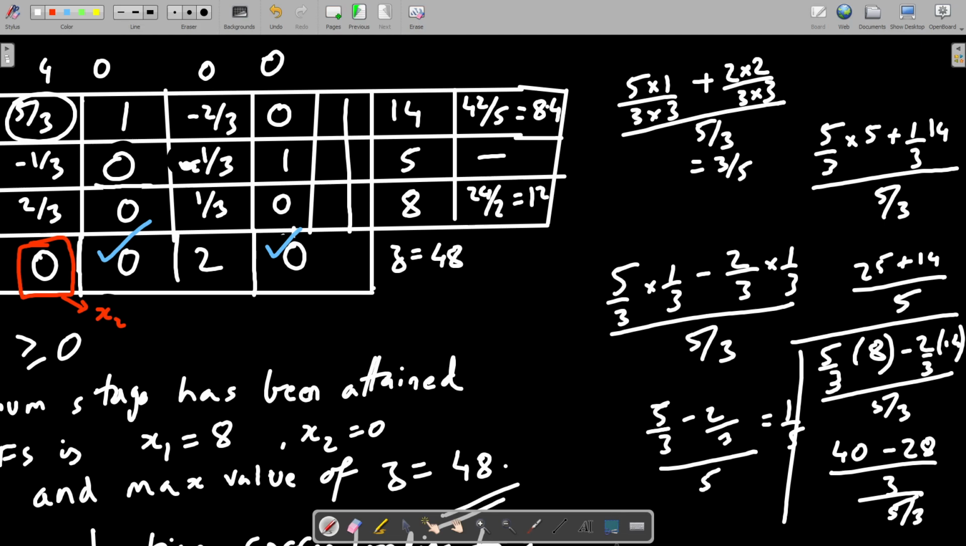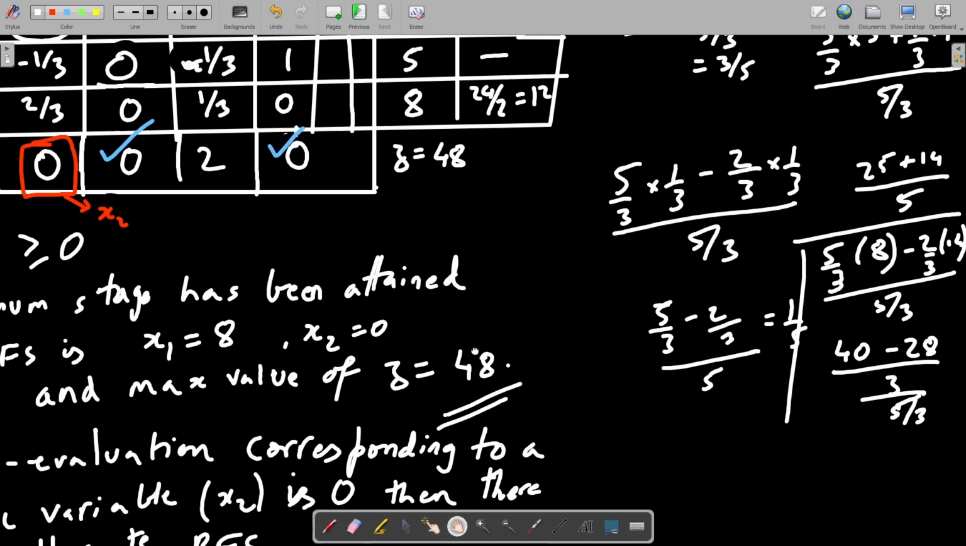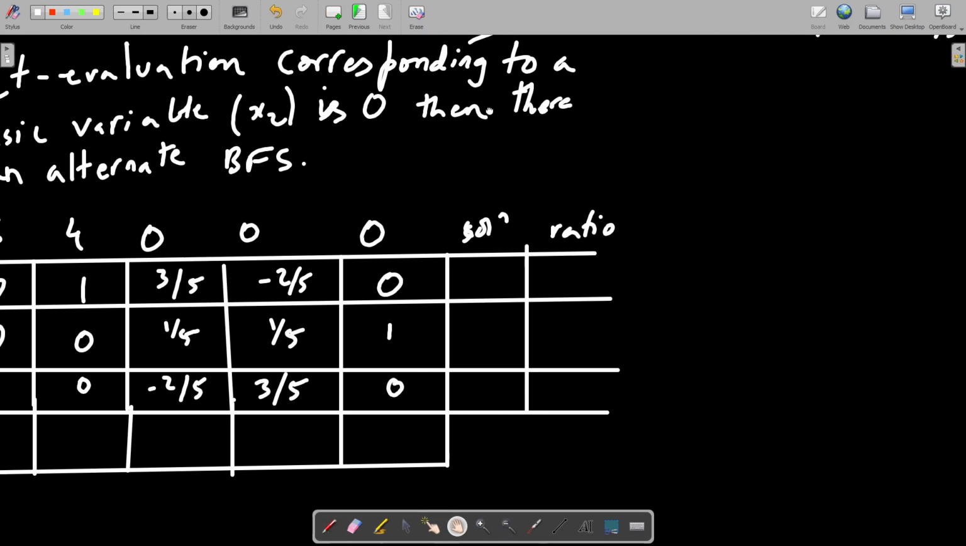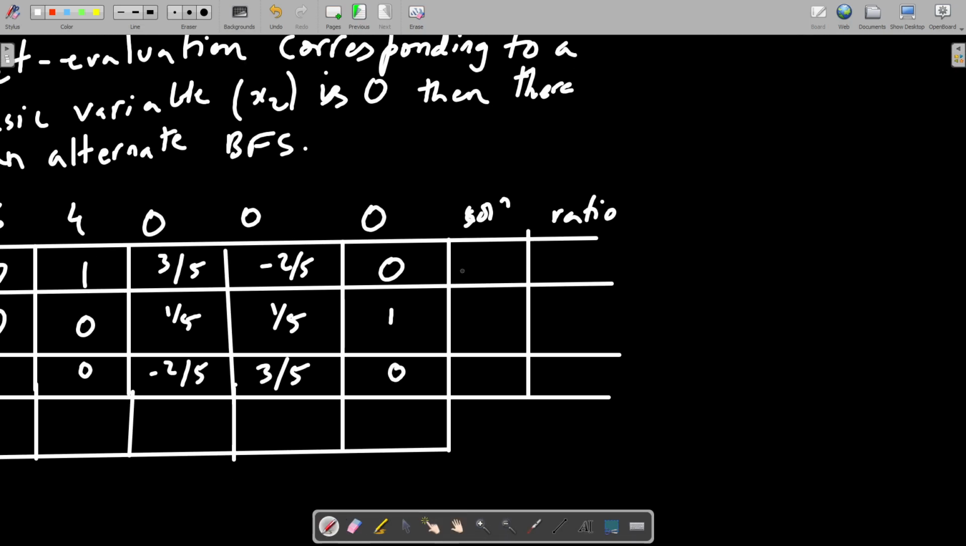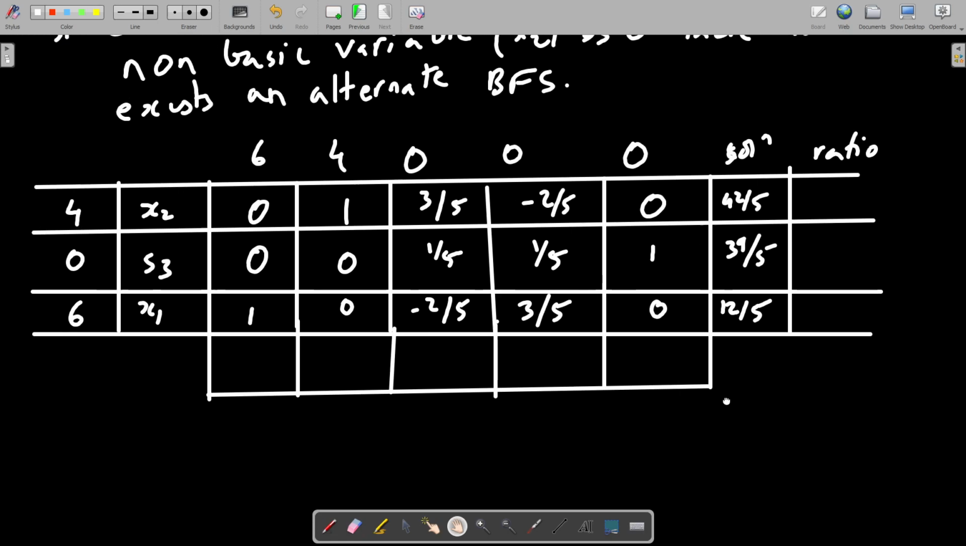Here we have 42 by 5, it's 8.4. Here you have 39 by 5, and here you have 12 by 5. Okay, so now let us consider the net evaluations. This is 0, this is 0, this is 0. So this is going to become 12 minus 12. So this is again 0.